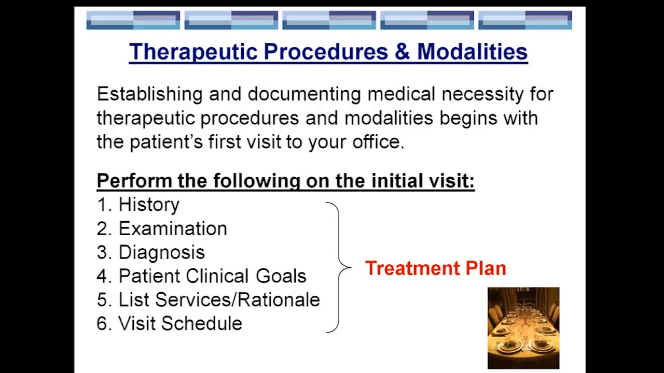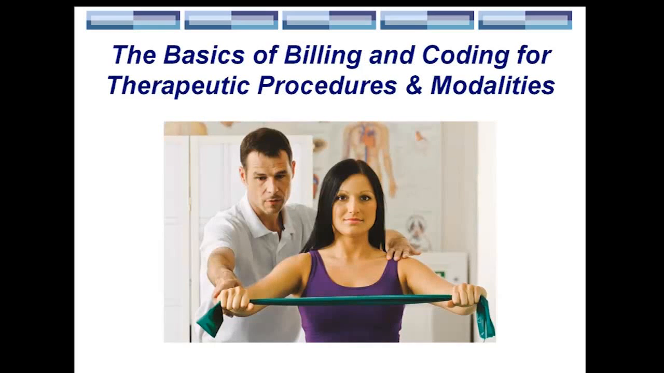You should list what your impression is and what you think you're going to be doing. And then the visit schedule, that's the easiest part. The visit schedule, 3 times a week for 4 weeks. You need to include the frequency and duration. So that's setting the table for the procedures and modalities. Now we're going to start talking about the specific procedures and modalities.